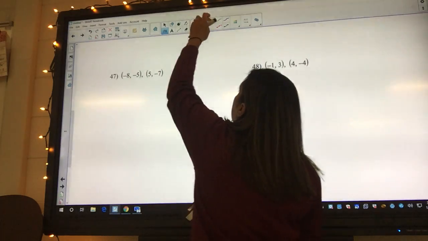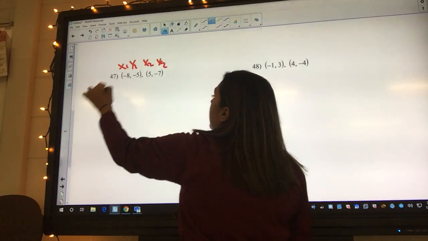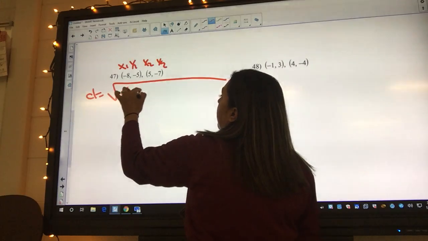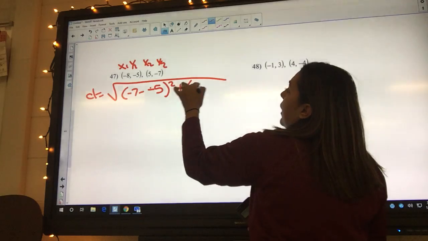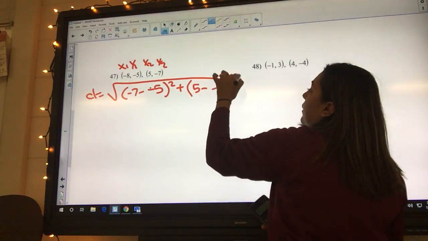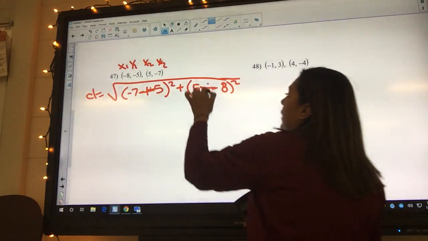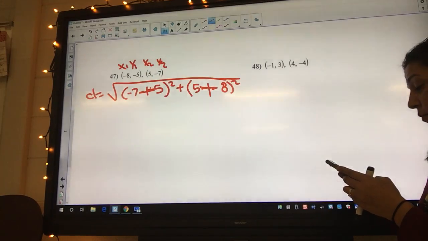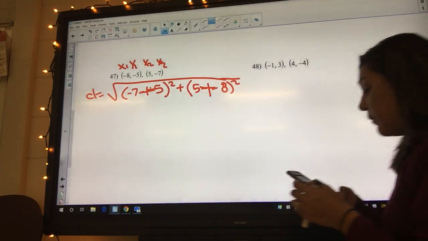Okay, so this one we're going to say x sub 1, y sub 1, x sub 2, y sub 2. So I got d equals, it's going to be -7 minus -5 squared plus 5 minus -8 squared. And I'm going to just go ahead and take these minuses and turn them into a plus. And then I can type it in on a calculator. So I got -7 plus 5, close parentheses, squared, plus 5 plus 8, close parentheses, squared.